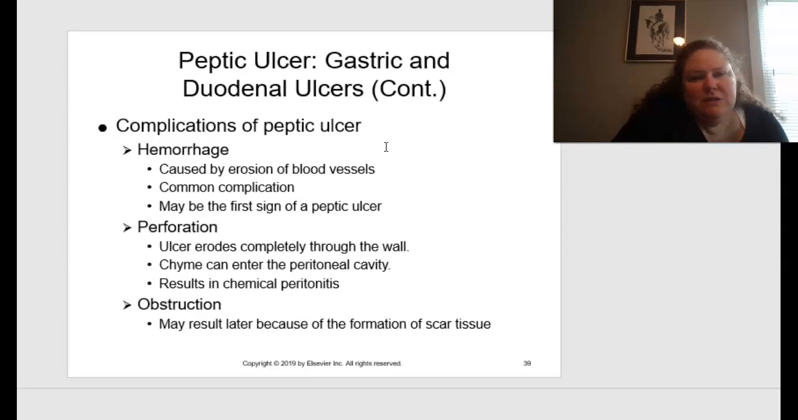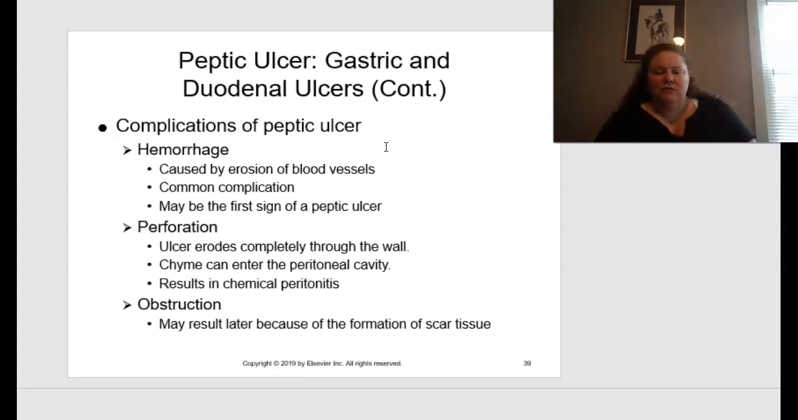Complications of the peptic ulcer can be hemorrhage, which can be caused by the erosion of blood vessels. This is a common complication, and this may be the first sign of a peptic ulcer. You can also have perforation. This is where the ulcer erodes completely through the wall, and then that chyme, remember, which is like that digestive soup, can then enter into the peritoneal cavity, and this can result in chemical peritonitis. Or you can also have an obstruction that occurs, and this may result later because of the formation of scar tissue.